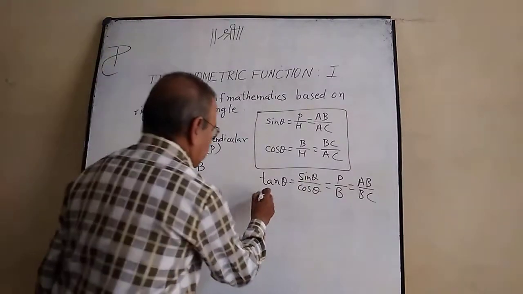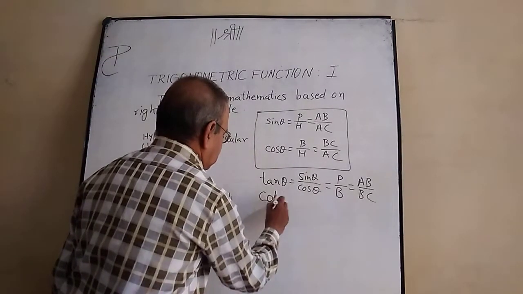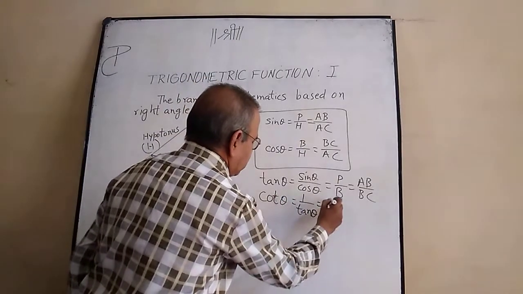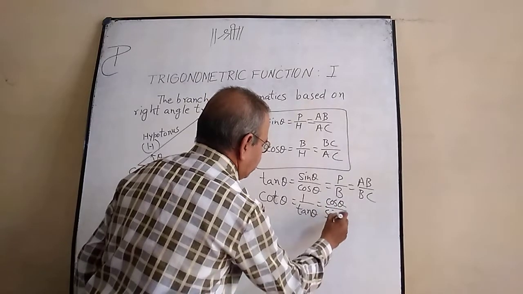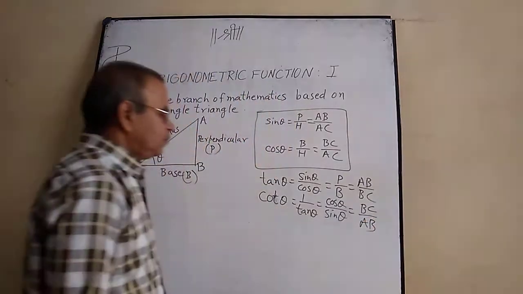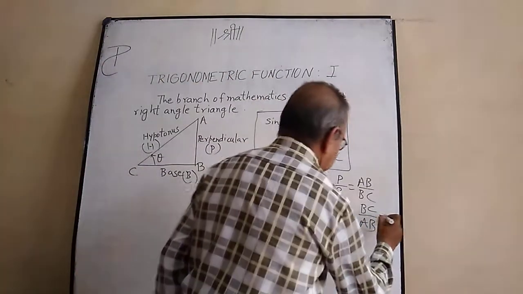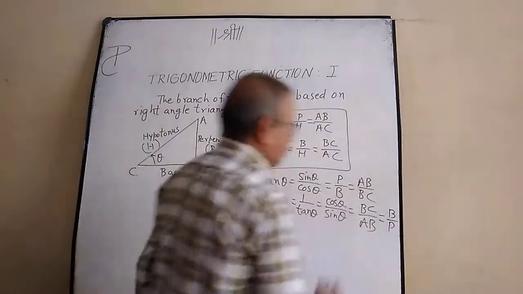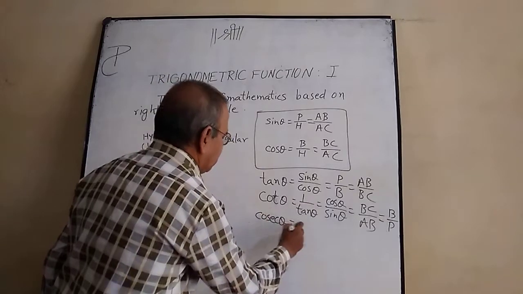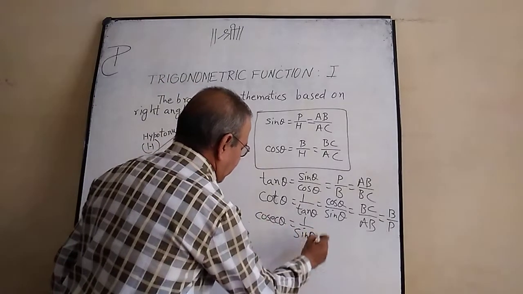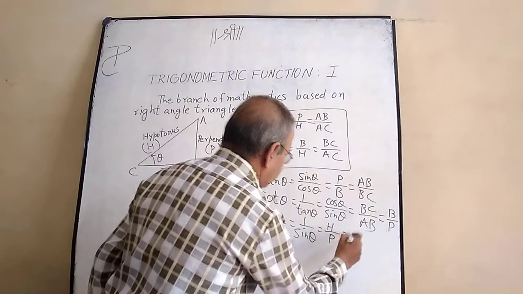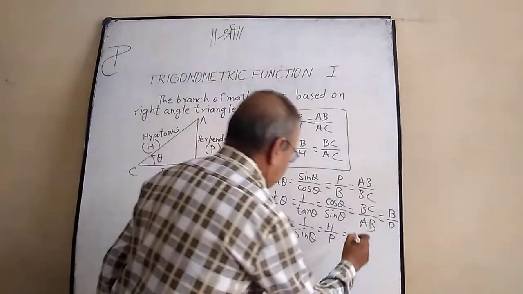Cot theta is 1 upon tan theta, meaning cos theta upon sine theta, which is equal to BC upon AB, or we can say base upon perpendicular. Cosec theta is equal to 1 upon sine theta, which is equal to hypotenuse upon perpendicular, and that is equal to AC upon AB.